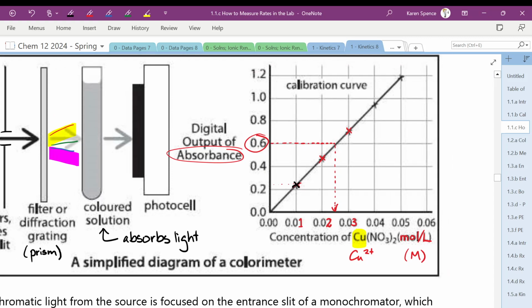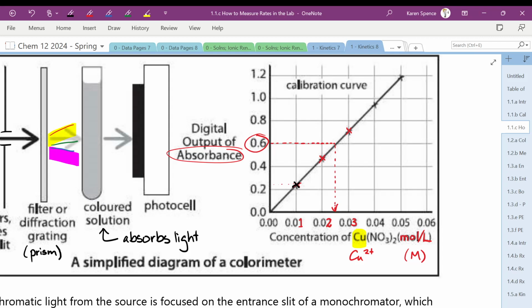In fact, you don't need to know how to do any of this. All you need to know is that you can measure the concentration of a colored substance. And there's a really easy way of doing it. Okay, there's a machine that will do it for you. You don't need to know the name of the machine.